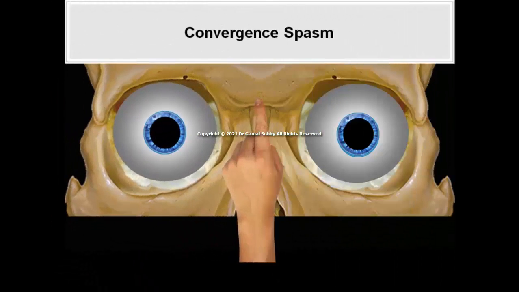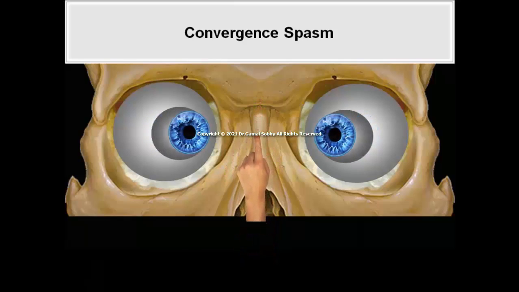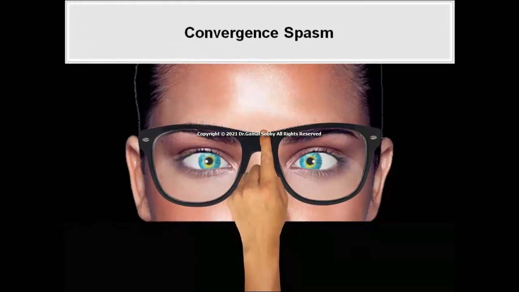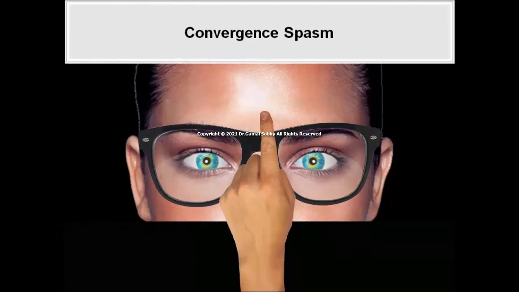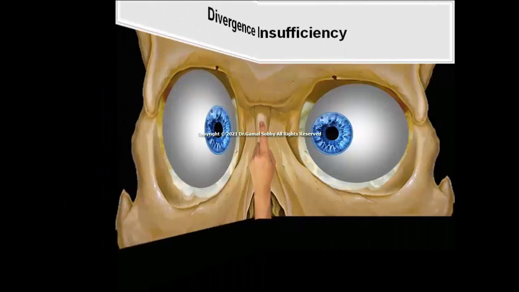Convergence spasm is seen on asking the patient to fixate an object held closely before the eyes. After the fixation object has been removed, the eyes will remain in a convergent position. Therapy consists of prolonged atropinization of the eyes and plus lenses prescribed as lower segment bifocals.